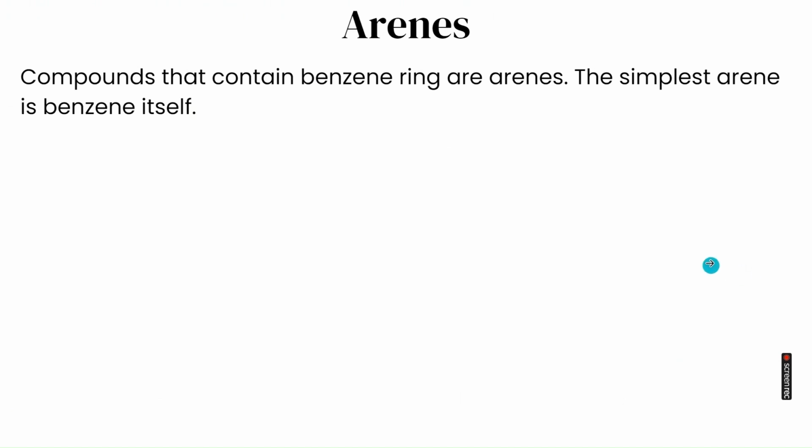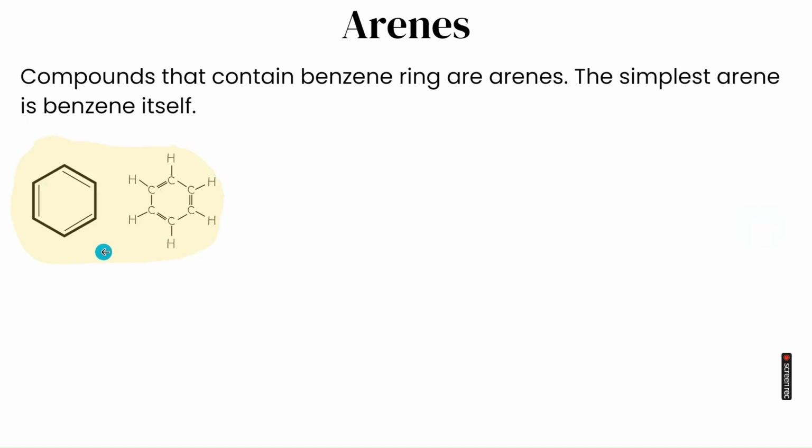Now, what is benzene? The first reasonable structure of benzene was suggested by Kekule in 1865, and it looks something like this. It satisfies the formula C6H6 of benzene, and here we can see it has 3 single bonds and 3 double bonds, and it was considered correct at that time.